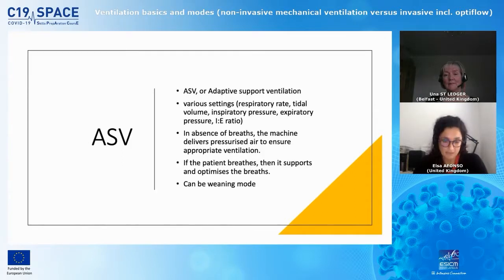ASV, or adaptive support ventilation, is a mode in which various settings, such as respiratory rate, tidal volume, minute volume, inspiratory pressure, expiratory pressure, and the ratio of inspiration and expiration, are adjusted by the ventilator in order to maintain a certain minute volume. If the patient doesn't breathe, the machine delivers pressurized air to ensure appropriate ventilation. On the other hand, if the patient breathes, then it supports and optimizes the breaths. It is sometimes used when we are weaning from mechanical ventilation.